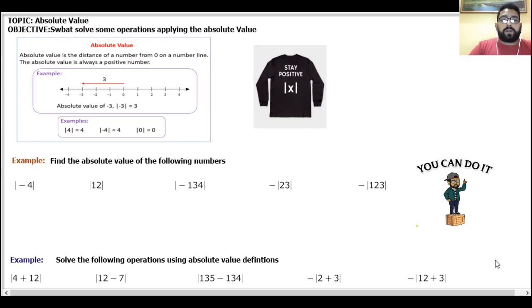Hi everyone, today I will explain absolute value. The objective for this day is to solve some operations applying the absolute value. But first you need to remember the definition of the absolute value.